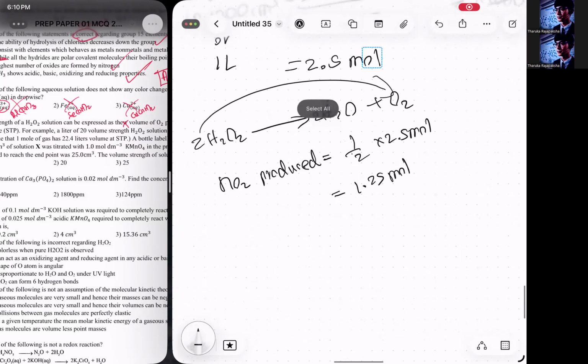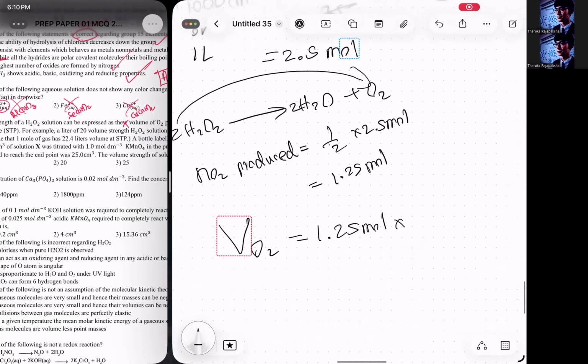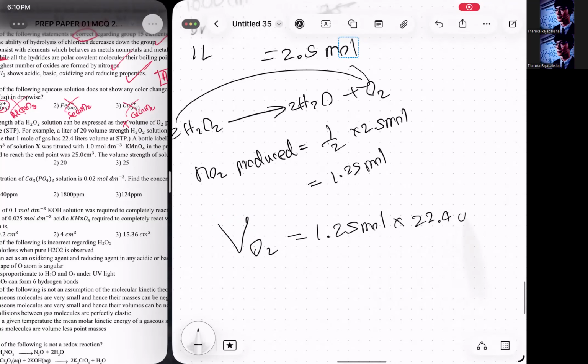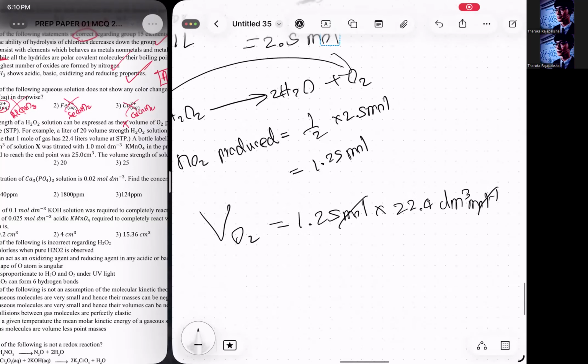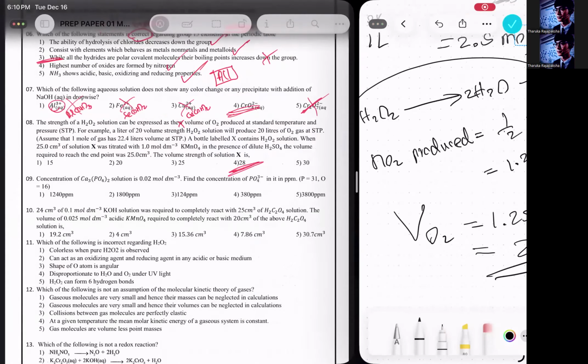So how to calculate the volume of O2 that is produced? The volume of O2 that is produced will be 1.25 moles multiplied by 22.4 cubic decimeters per mole. So mole and mole cancel off. Multiplied by 1.25, what you get is 28. That's the answer. 28 is the answer. So answer number 4.